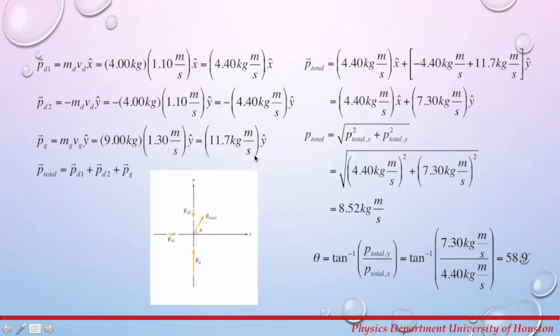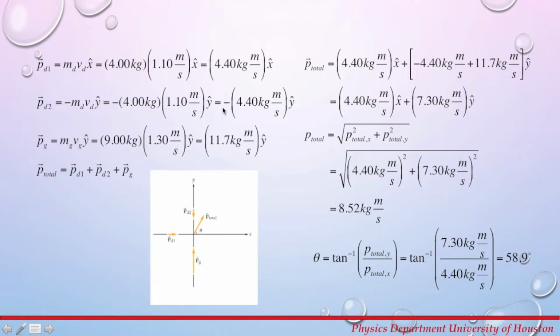The total momentum, P total, is the sum of the momenta for the first duck, second duck, and the goose, and it's going to point at an angle theta relative to the positive x-axis. So now that we have the magnitudes and the directions for the momenta for duck number 1, duck number 2, and for the goose, we can find the total momentum. Adding the momenta, duck 1 had the only momentum in the positive x-axis. So the x component of the total momentum is going to be equal to 4.4 kilogram meters per second.